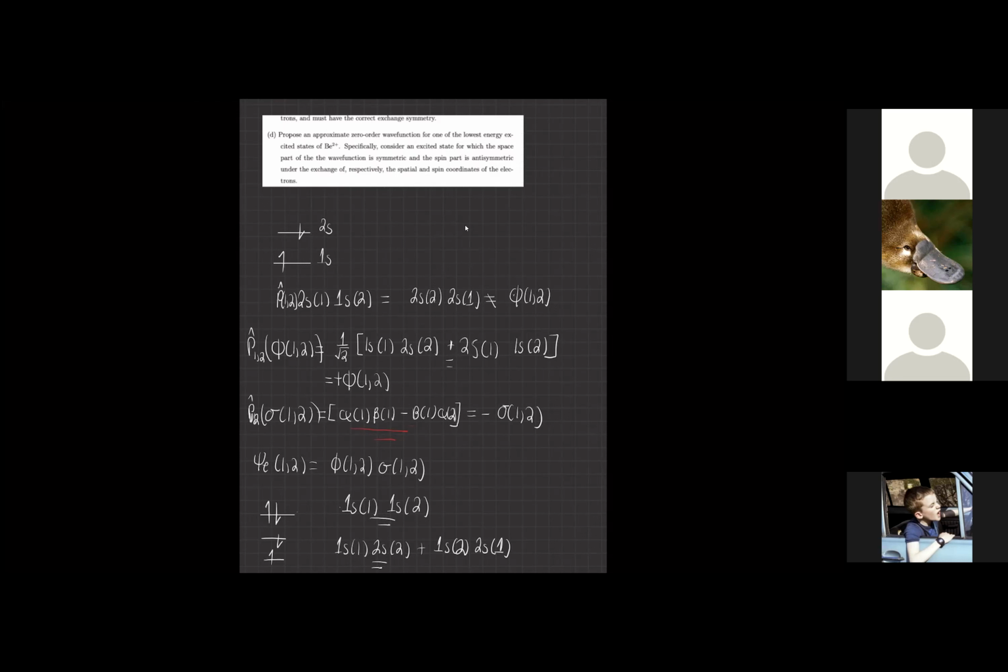Can you say that again? If this was minus, this would be anti-symmetric. An electron wave function must be anti-symmetric because fermions are anti-symmetric. So if the spatial part is symmetric and the spin part is anti-symmetric, that means the overall wave function is anti-symmetric, which is what we want. Does that make sense? Yes, I know that.